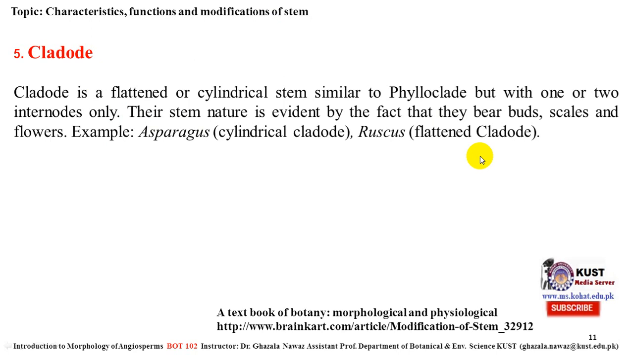In Ruscus, the leaves are modified into spines mostly. Why? Again, to reduce the transpiration of water. The cladodes are very short stems, and they also perform the process of photosynthesis.